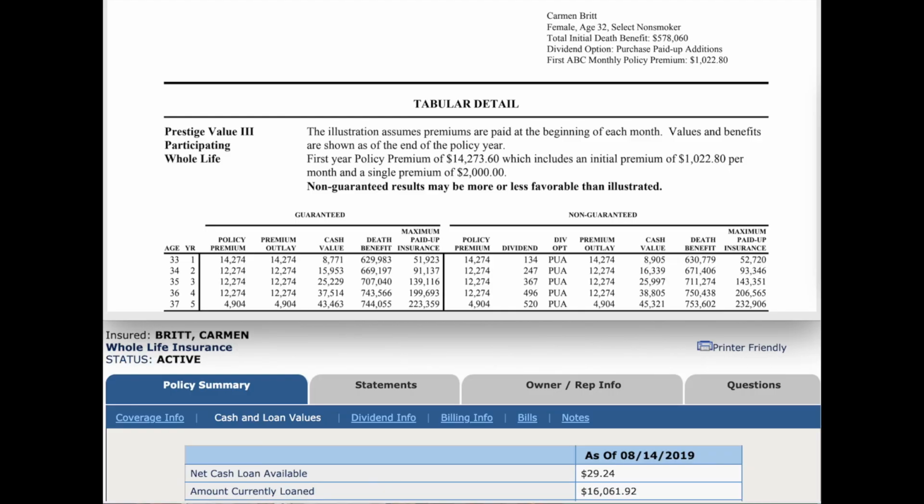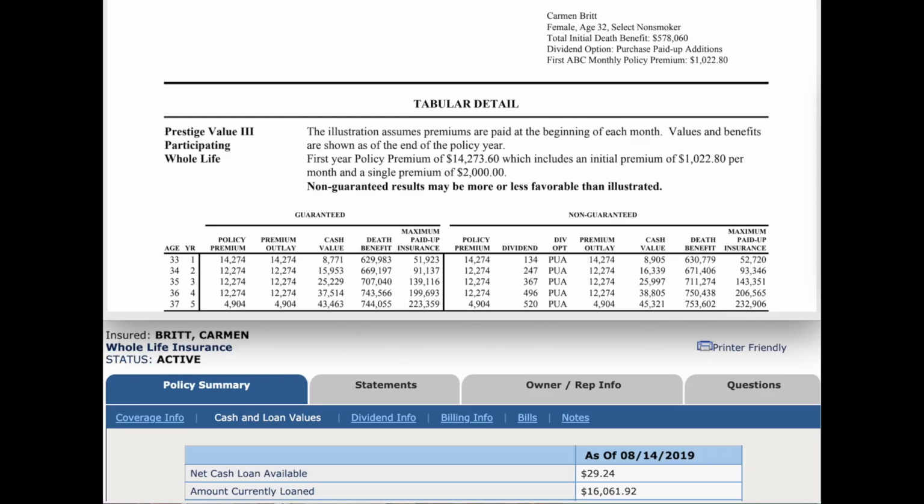Now, keep in mind the policy that we're going to show you is one of my personal policies, and it is 2 years old. So hang tight, we're going to flip to our screen so that you can see the numerical breakdown of my illustration and also the existing loan balance that I have on this policy. All right, Wealth Nation, check this out.